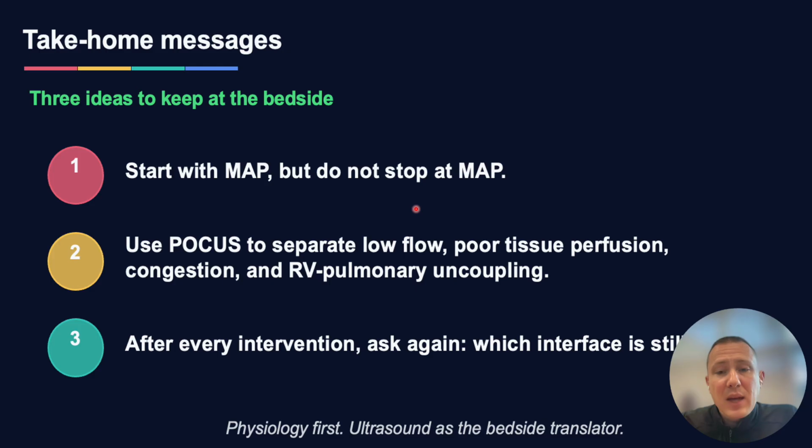Use the clinical exam or point-of-care ultrasound to separate low flow state, poor tissue perfusion, congestion, or RV pulmonic uncoupling. And after every intervention, ask again which interface is still uncoupled and think how to adjust your interventions to improve your patient's perfusion.